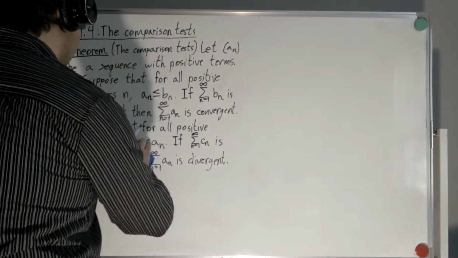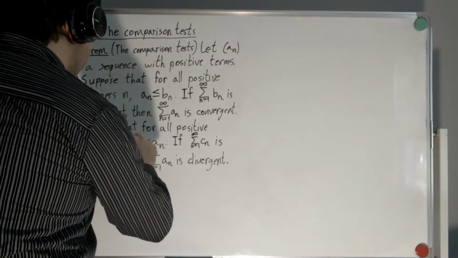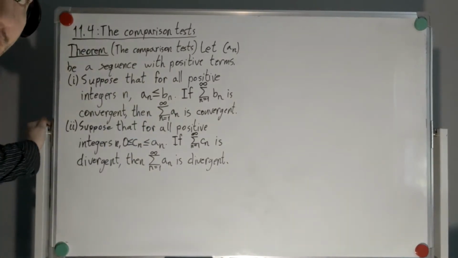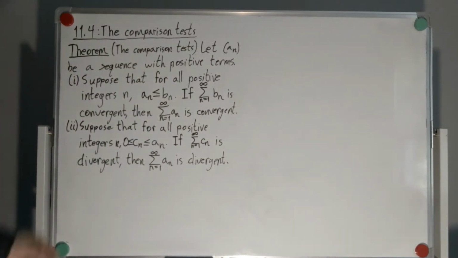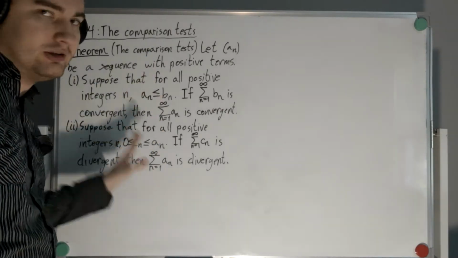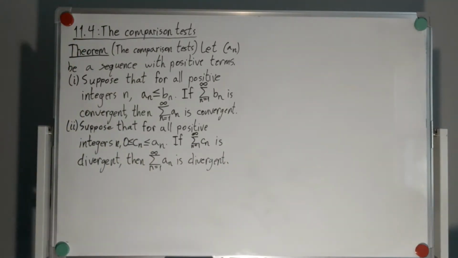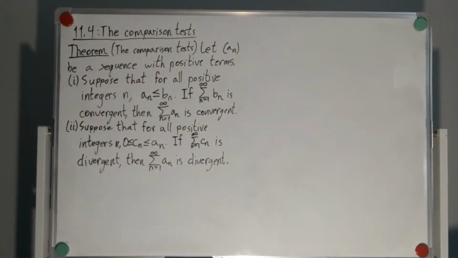Oh, and all the terms of Cn definitely need to be greater than or equal to 0. Yeah, so all the sequences here need to be positive. If you don't have a positive sequence, then this no longer applies. All right, so let's see how this works.